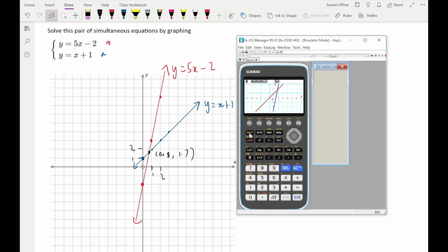Now, we have our favorite menu. It's the yellow button Shift, and then you hit F5 for G-Solve, and this is pretty much everything you'll ever want to do with graphs. We have that option there called intersect, hit it, and oh my goodness, there's the intersection.